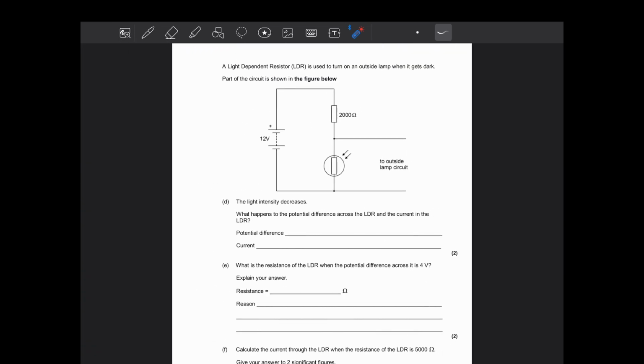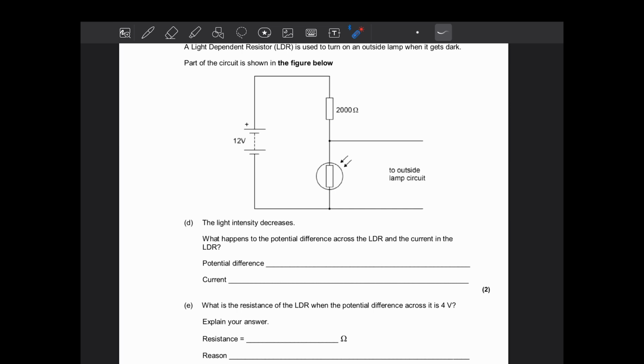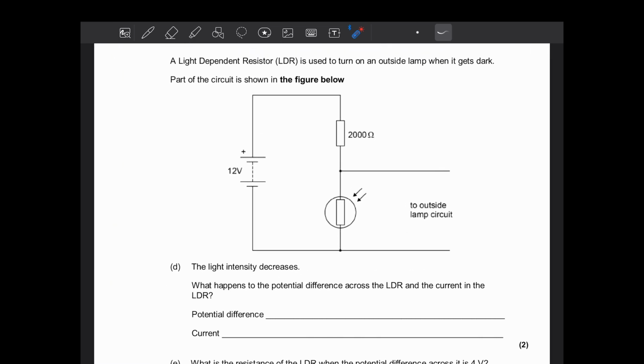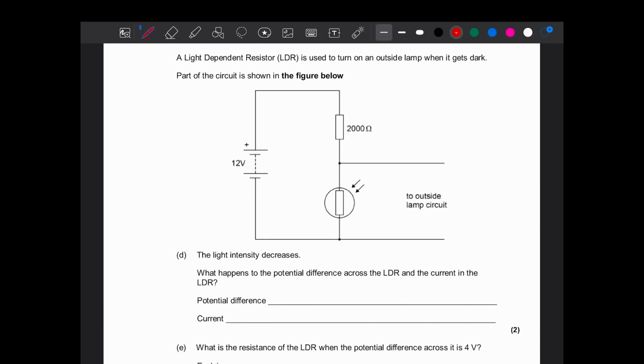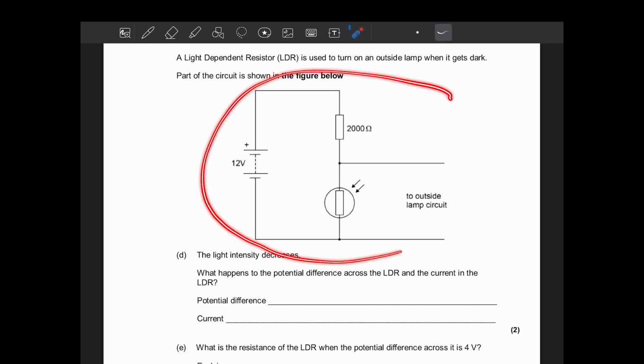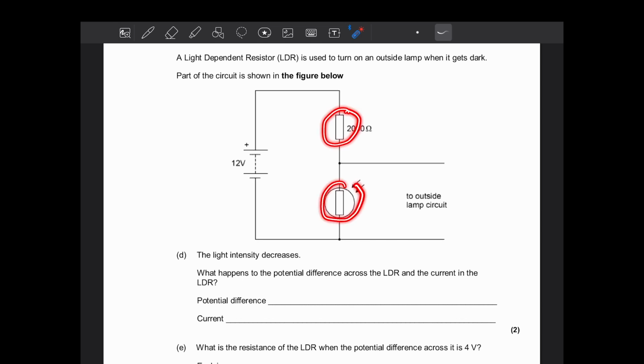Here, we've got a really tricky question. So I will zoom in on this first bit and pause the video now if you'd like to attempt this yourself. Before we start answering this question, it's worth reminding ourselves about what the circuit actually is and how it works. This is called a potential divider, where we've got two resistors effectively splitting up a potential difference between them. That sounds really complicated, but it's not that bad.